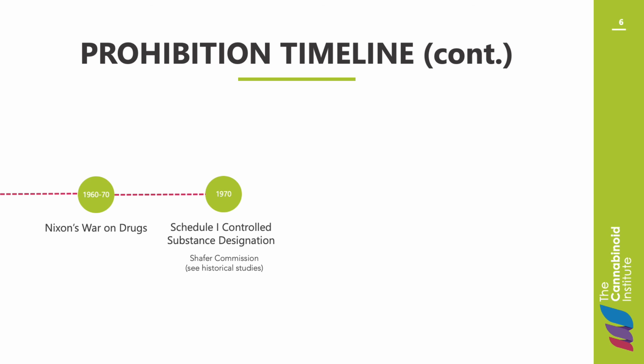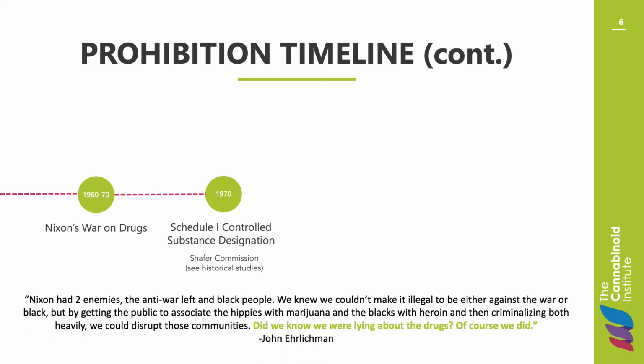Unfortunately, President Nixon's political agenda and his so-called war on drugs resulted in the Schaefer Commission's results being largely ignored. In a quote from John Ehrlichman, counsel and assistant to President Nixon, he stated, quote, "Nixon had 2 enemies, the anti-war left and black people. We knew we couldn't make it illegal to be either against the war or black. But by getting the public to associate the hippies with marijuana and the blacks with heroin, and then criminalizing both heavily, we could disrupt those communities. Did we know we were lying about the drugs? Of course we did," unquote.